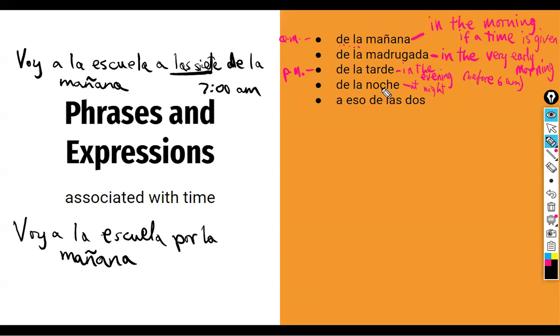All right. A eso de las dos. So this expression, a eso de, around, about 2 o'clock. Let me change the ink to a different color. Nope, that is too hard to see. Okay, well, let's just try black. About 2 o'clock. At around 2 o'clock.